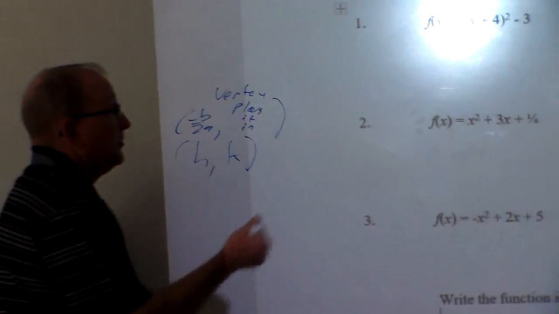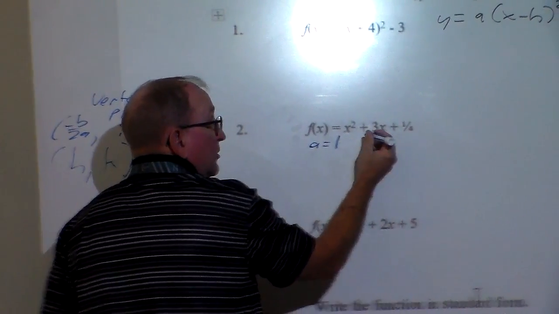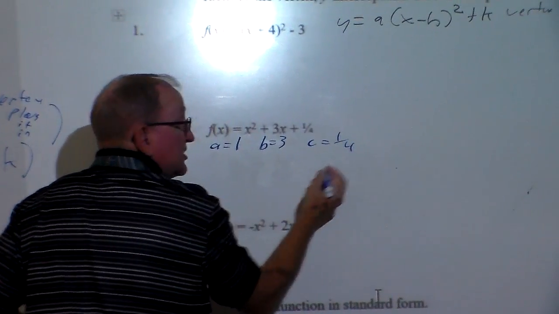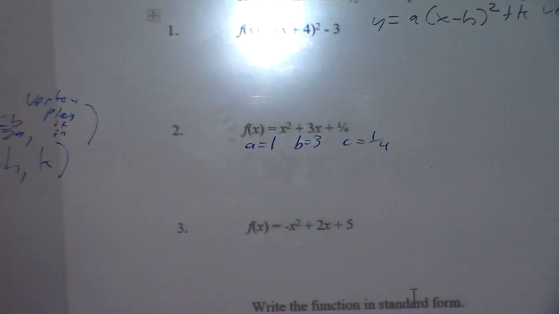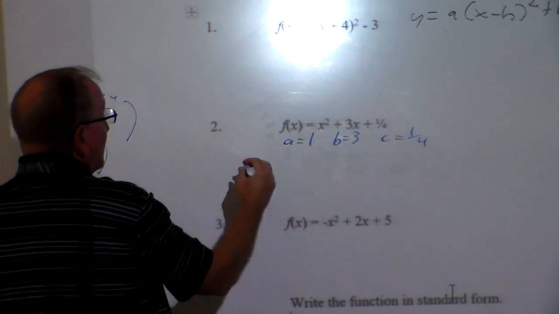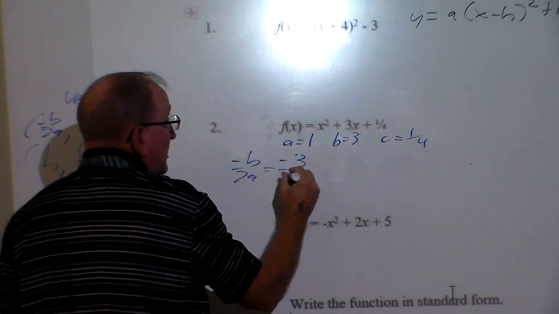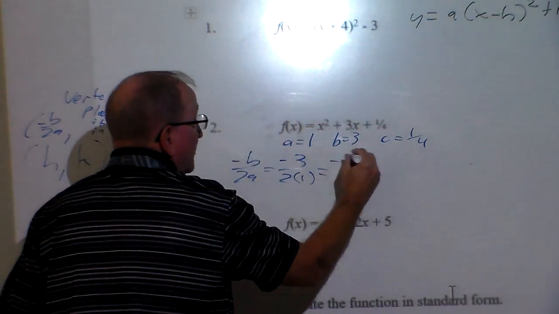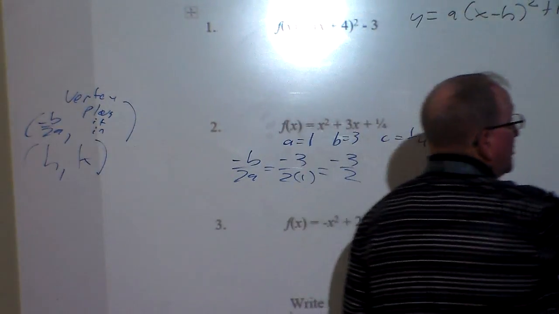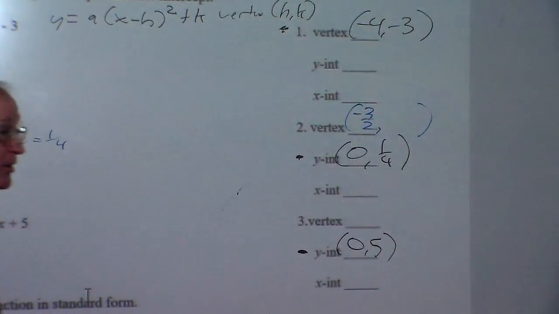So first off, come over here. On this problem, what's a? a is 1. What's b? 3. And c, actually I don't even need c on this problem. We'll need it on another one in a minute. All I'm going to do is negative b over 2a. So it's negative 3 over 2 times 1, which makes negative 3 over 2. So I know the vertex is going to be at negative 3 halves, something. I just need to find the other part.